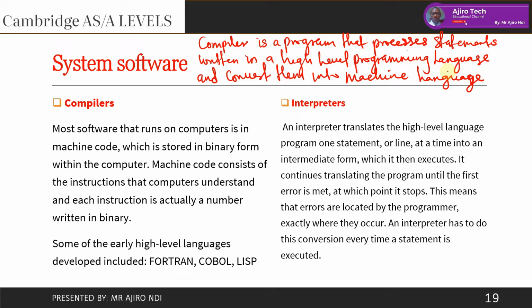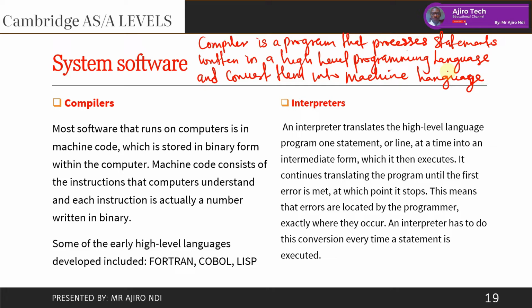That's what they are. So in other words, it translates a high-level language program from source code into an executable file called an object code.